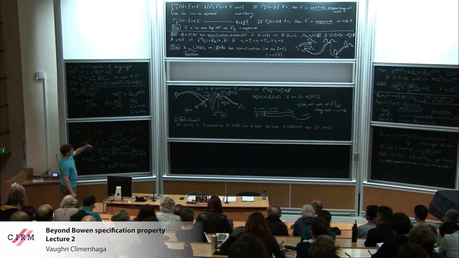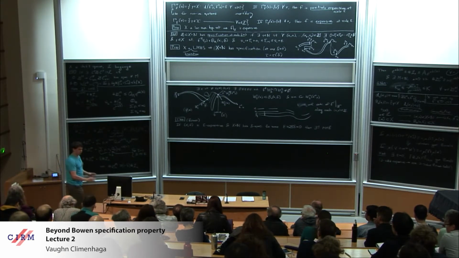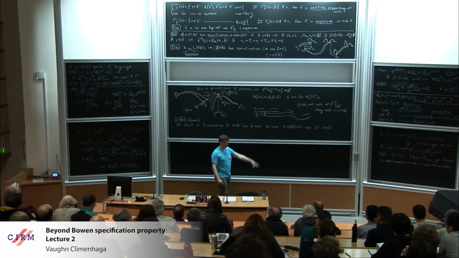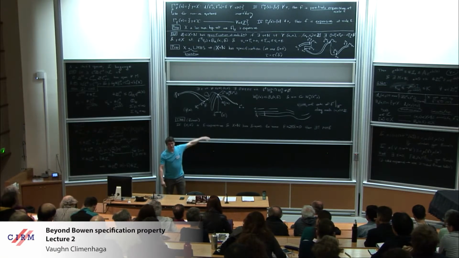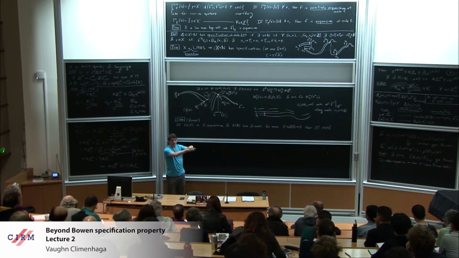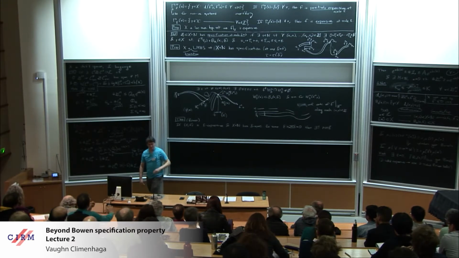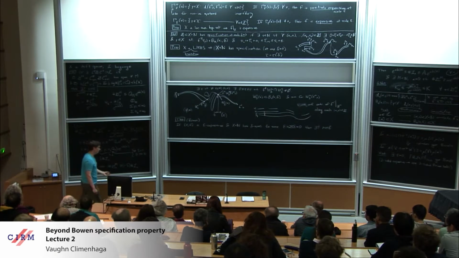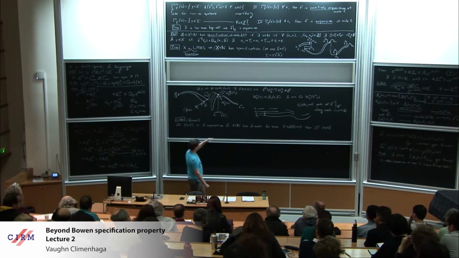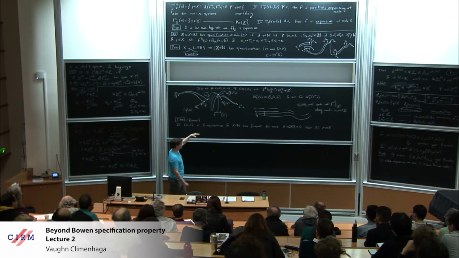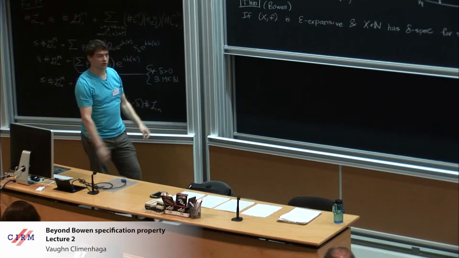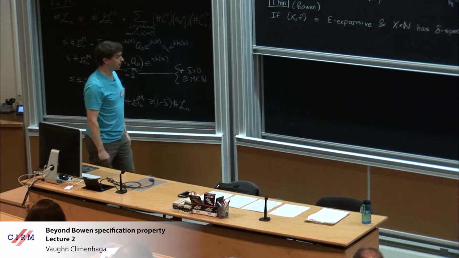So this is not quite the way that Bowen formulated it. Bowen formulated it saying that you're expansive at some scale and you have specification at all smaller scales. Now, in fact, if you have this property, then it guarantees specification at all smaller scales. But you don't actually need to use that in the proof. It's enough to have specification at a single scale and expansivity at a single scale, provided that the expansivity scale is just a little bit larger than the specification scale.